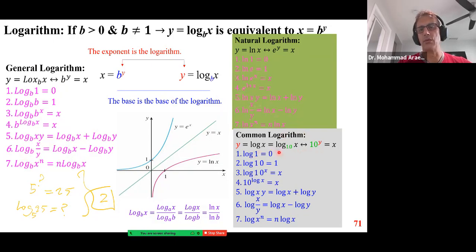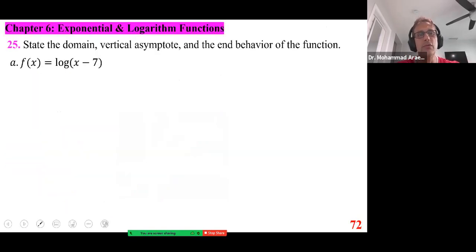So log 1 is 0. Now, log base b of b becomes log 10 because you know the base is 10. These two, log of 10 to the power of x, or 10 to the power of log x is x. And these 3 just drop the base. I hope you're comfortable with that, because you need to be comfortable to move on from here.